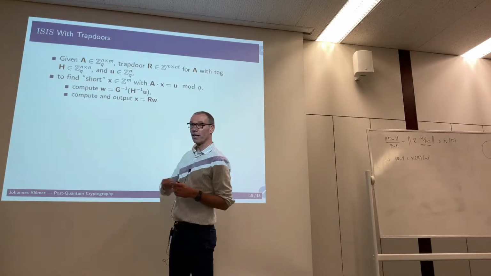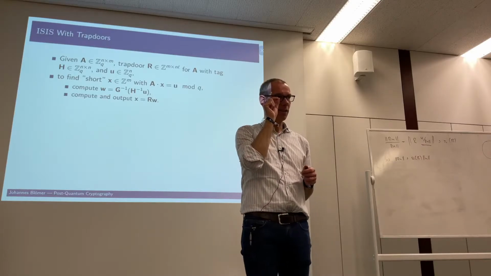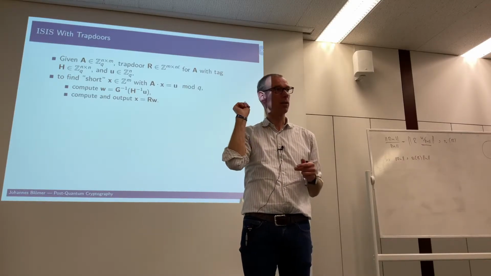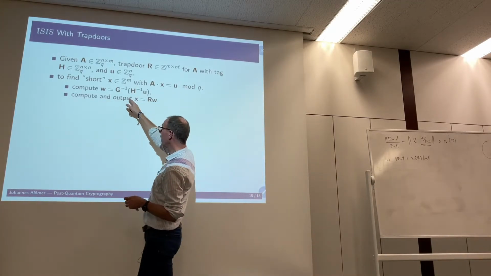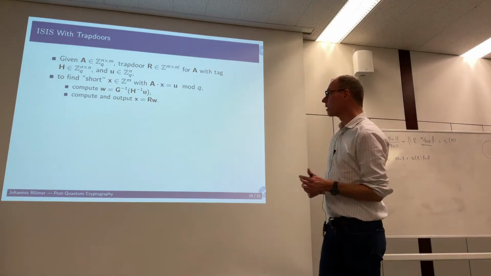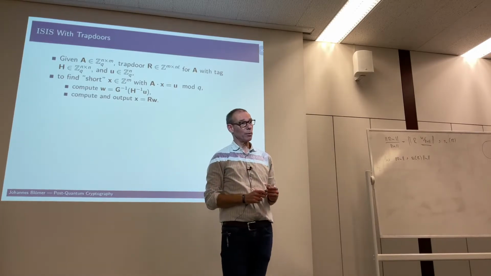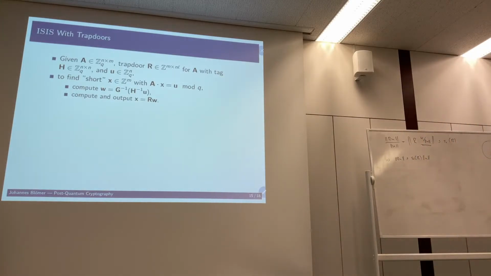we compute H to the minus 1 times U. H to the minus 1 is a linear map; here I use that H is invertible. And to that thing, I apply my G to the minus 1 operation. That's my W. And then my X will be R times W.